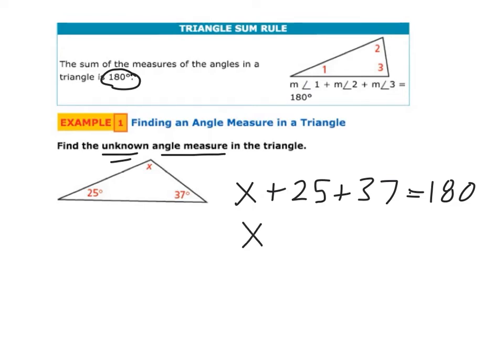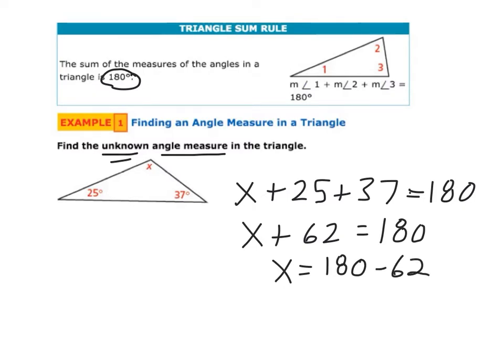25 plus 37 is 62. So x plus 62 equals 180. So x equals 180 minus 62, which is 118. So x equals 118 degrees.